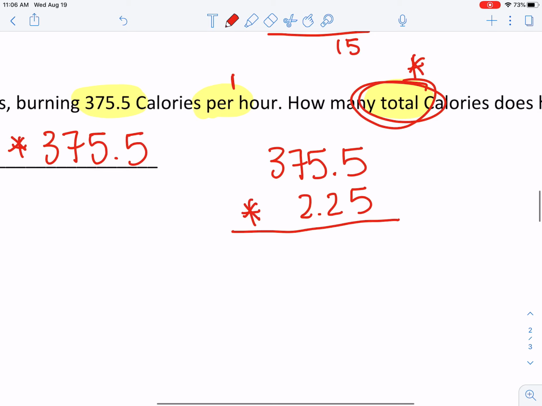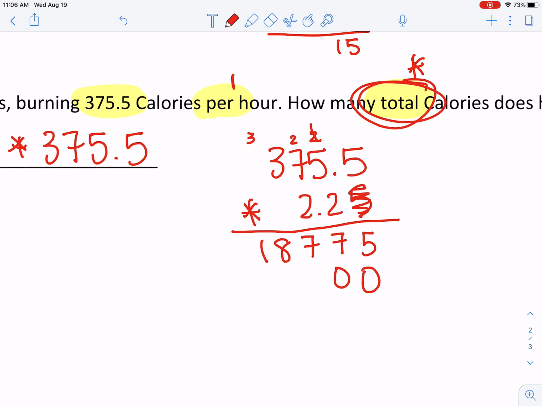All right, so now we're going to multiply it out. 5 times 5 is 25, carry the 2. 5 times 5 is 25, plus 2 is 27, carry the 2. 5 times 7 is 35, plus 2 is 37, carry the 3. 5 times 3 is 15, plus 3 is 18. Add a 0, and then roll on to the next number. 2 times 5 is 10, carry the 1. 2 times 5 is 10, plus 1 is 11, carry the 1. 2 times 7 is 14, plus 1 is 15, carry the 1. 2 times 3 is 6, plus 1 is 7.